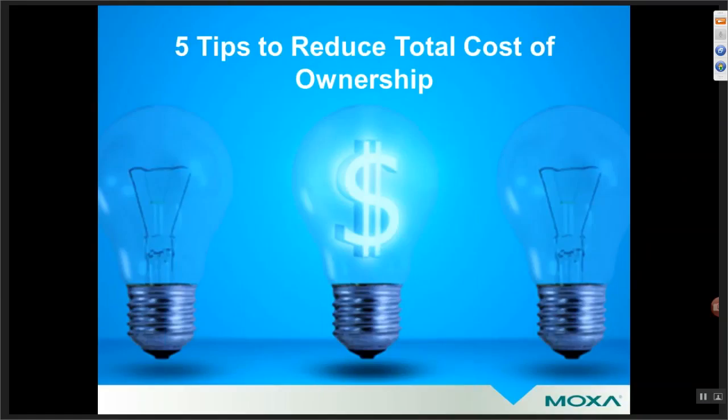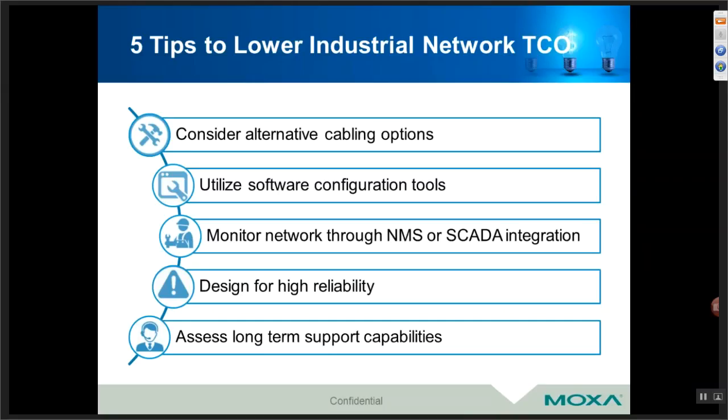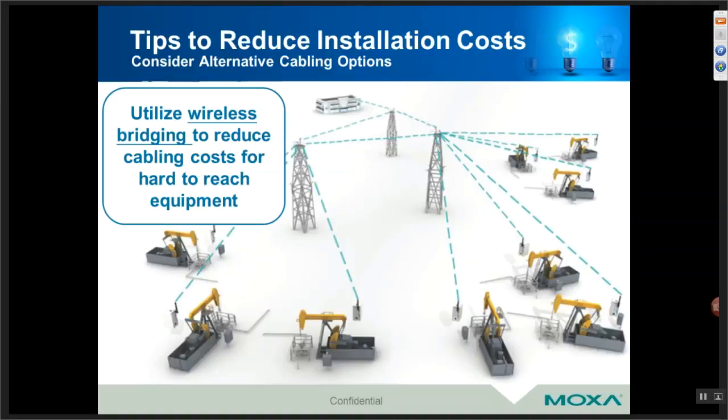All right, so let's move on to the real meat of our presentation today, which is the 5 tips to reduce total cost of ownership. So here's kind of an overview of the 5 tips. The first would be to consider alternative cabling options. The second would be to utilize software configuration tools. The third, monitor network through network management software or SCADA integration. Fourth would be design for high reliability. And fifth would be assess long-term support capabilities. So let's go into those in a little more depth.